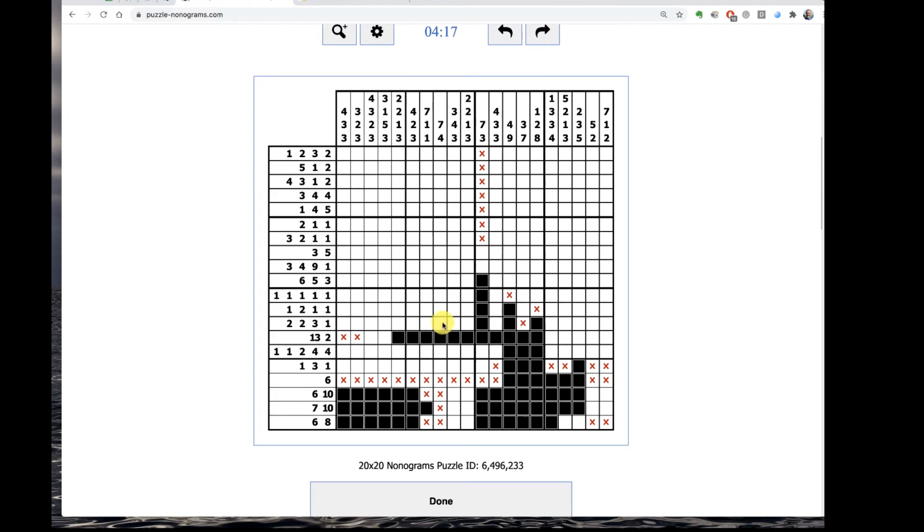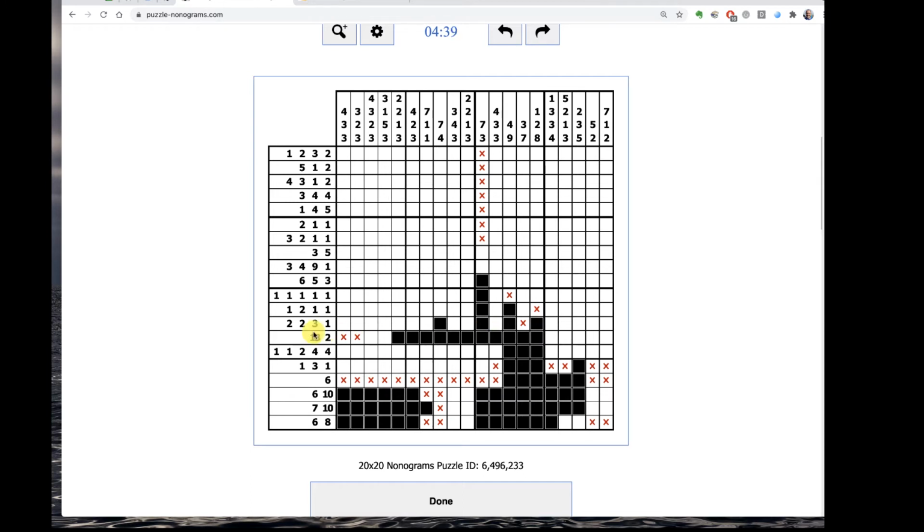I'm just picking things kind of at random. 7 and 4 goes there. Now, I want to look at this line for a second. 2, 2, 3, and 1, and I've got 4 individual spots. Can I do anything with that?